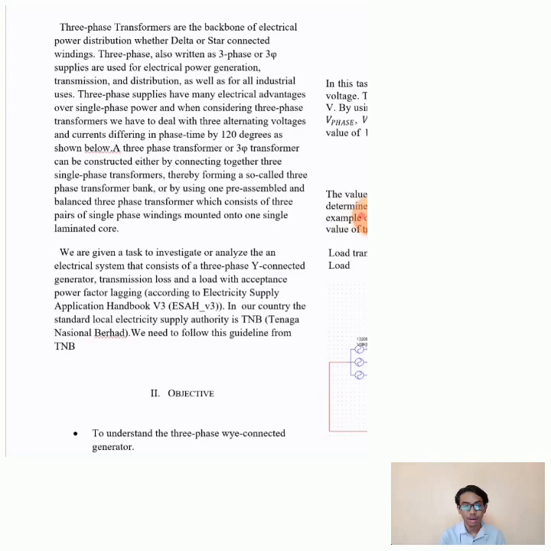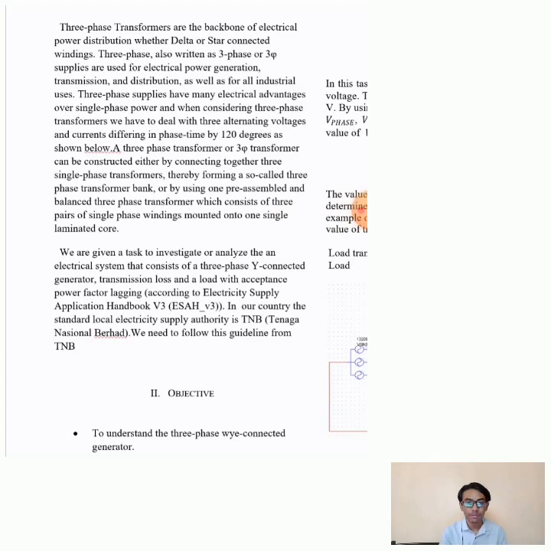Today, I would like to present about our power project, which is the investigation on a three-phase Y-connected generator. Firstly, we will go through the introduction. As an engineer, we are given a task to investigate and analyze an electrical system that consists of a three-phase Y-connected generator, transmission loss, and a load with acceptance power.